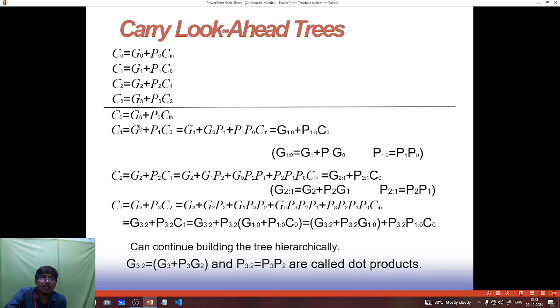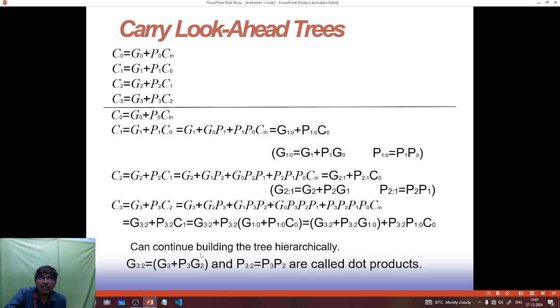When you are applying these equations in C1, what happens? C1 is equal to G1 plus P1 into C0. So we are familiar with the value of C0; we have to directly apply it and multiply, so we will get the final equations. Like that, C1, C2 and C3. Based on this equation, we have to frame the C1 value, C2 value and C3 value.